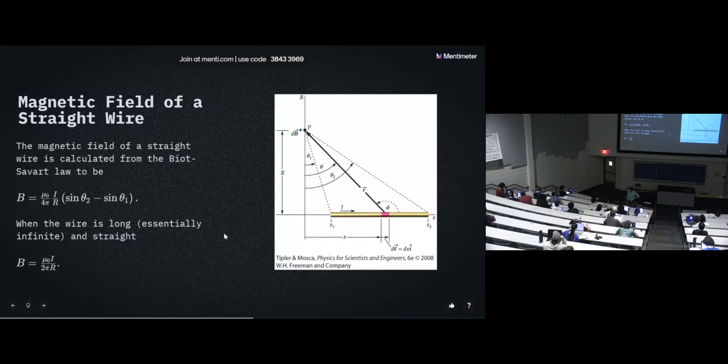And when the wire is long, meaning essentially infinite, the magnetic field of that long wire is mu naught I over 2 pi R. This is going to be a value that we're going to use over and over and over again. That the magnitude of the magnetic field for a long straight wire is mu naught I over 2 pi R.